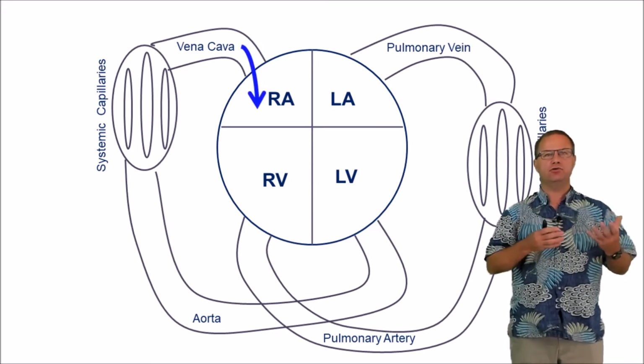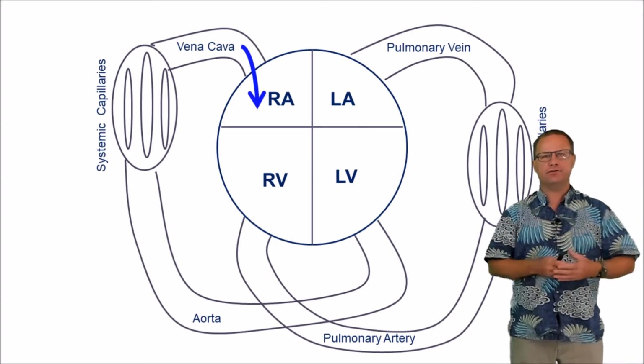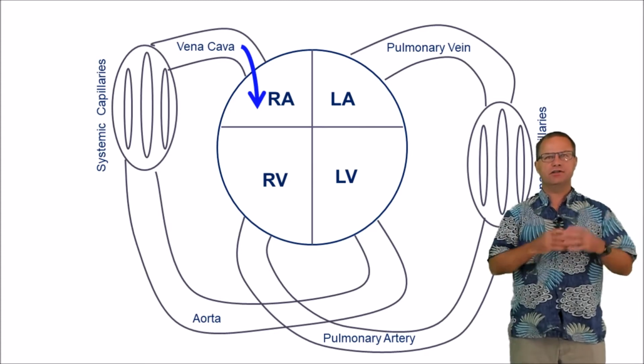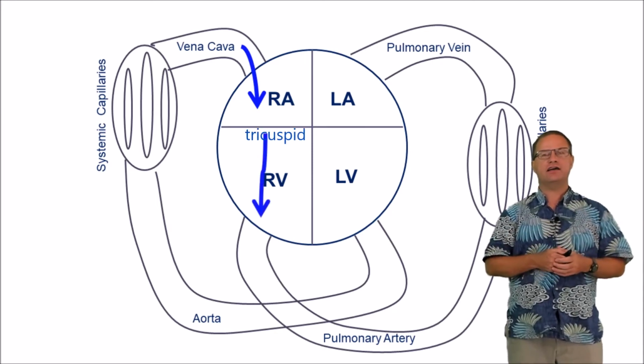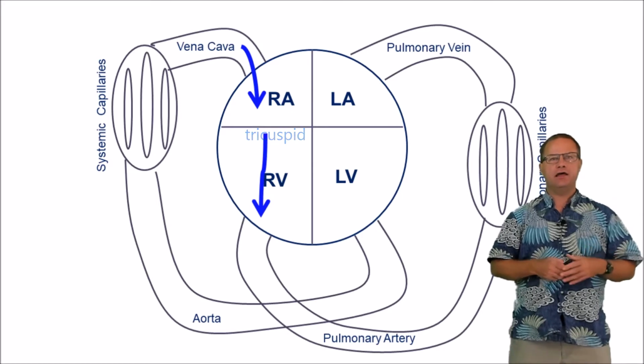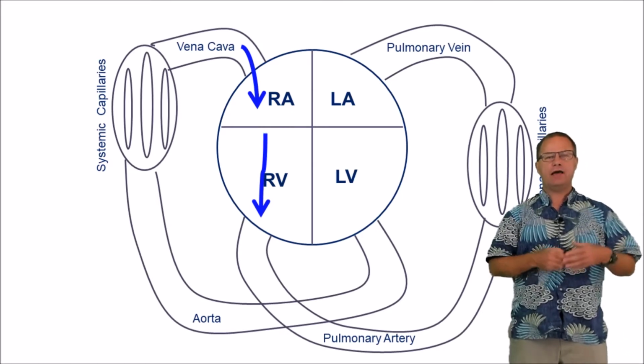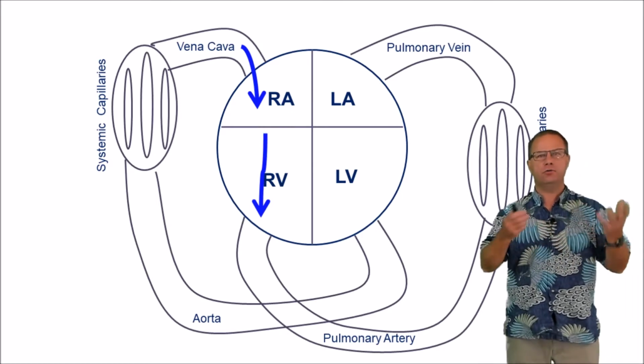So I'm going to draw that as a blue arrow. Now, going from the right atrium, I'm going to go into the right ventricle. Which valve am I going to cross? Well, it's on the right side, so it's going to be the tricuspid valve. I go across the tricuspid, I enter the right ventricle, and what vessel do I go through next? Well, I'm going to go through our pulmonary artery or pulmonary trunk.